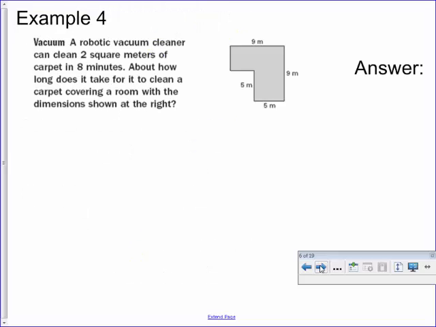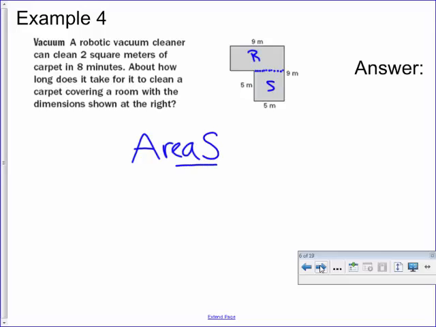All right, let's try a word problem. This says that we have a carpet cleaner that cleans 2 square meters in 8 minutes. How long does it take for it to clean? Well, we're talking about area, but in this figure, we have two different shapes because we don't have a formula just for this one type of shape. So what I'm going to do is divide it up into two shapes that I see here. There's another way you can do it, but I'm going to stick with this one because right now we have a square here and a rectangle here.